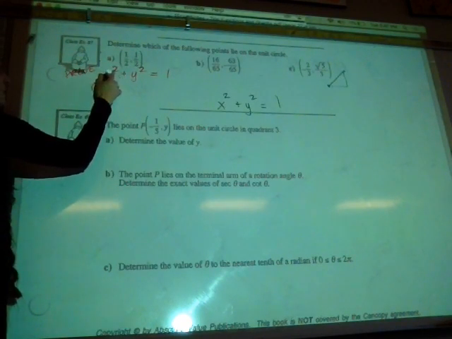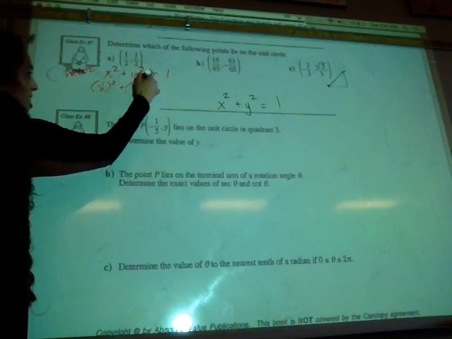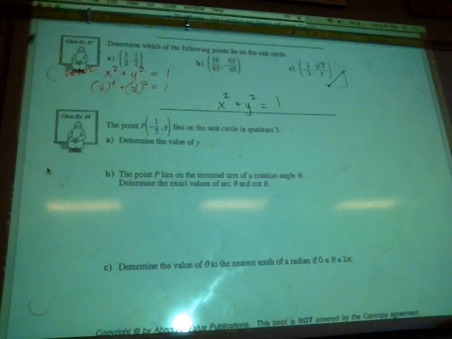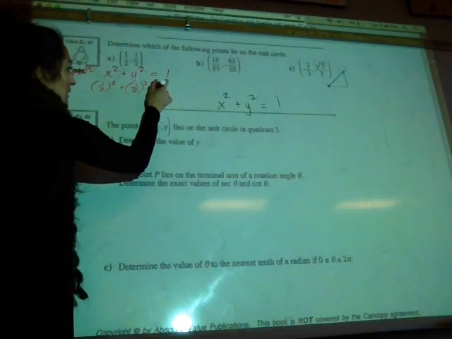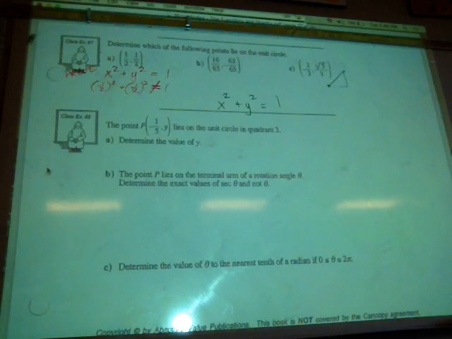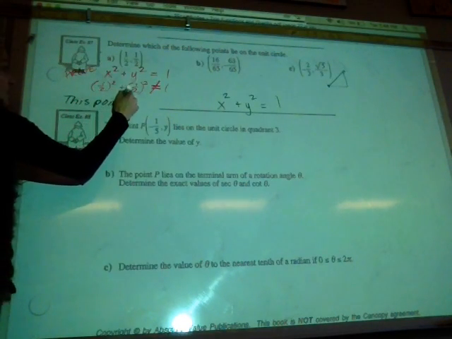The x coordinate was 1/2. Sub that in, and the y coordinate was 1/2. We're going to sub that in. If we square 1/2 and add it with another half squared, do we get 1? No. Okay, this point does not lie on the unit circle.